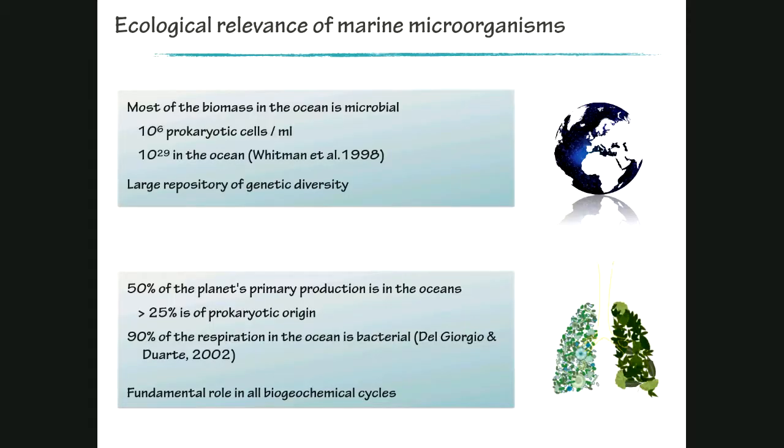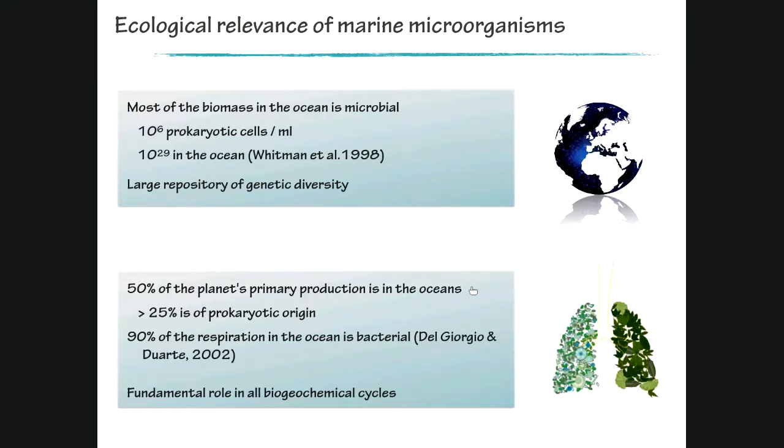So microbes are not only abundant, but they're also relevant. Most of the biomass in the ocean is microbial. As I said, there's about 1 million prokaryotic cells per milliliter. And if we extrapolate this to the volume of the ocean, then we obtain a very large number, 10 to the 29. They're also very diverse, as we have seen, and they represent a large repository of genetic diversity of the planet. And in terms of function, I already mentioned that 50% of the planet's productivity comes from the ocean, and half of this is from prokaryotic origin.